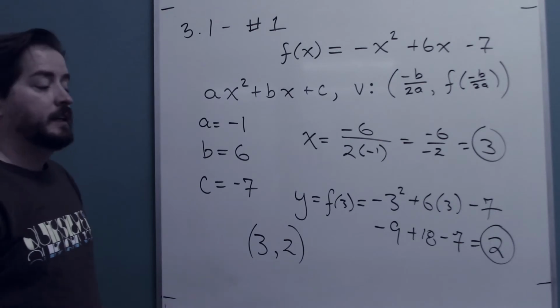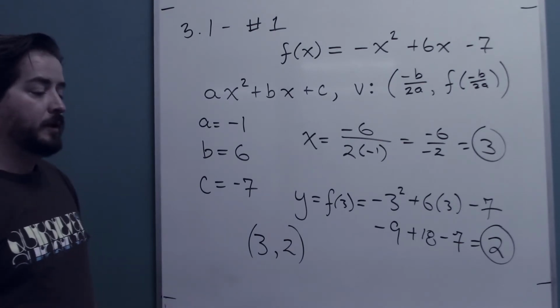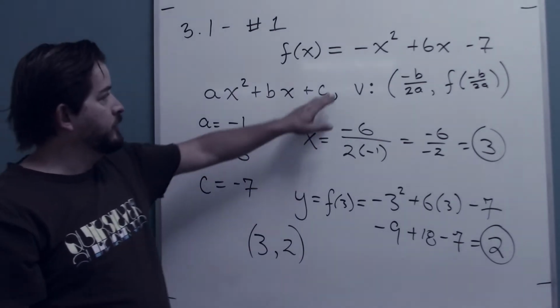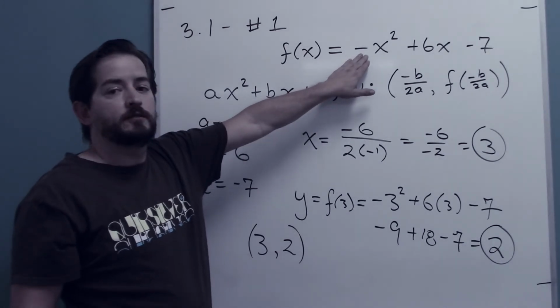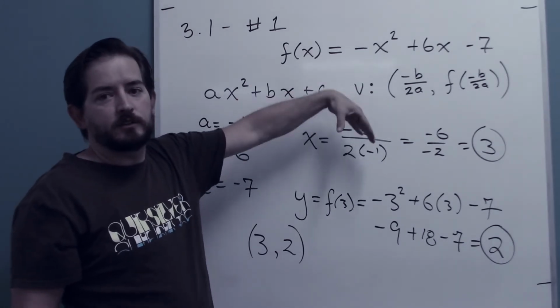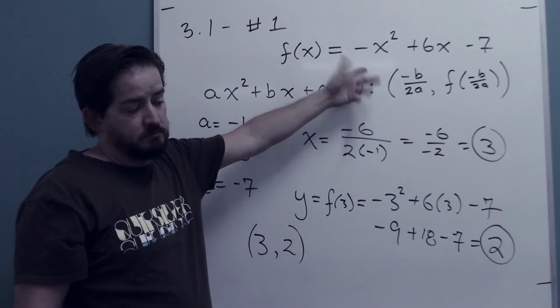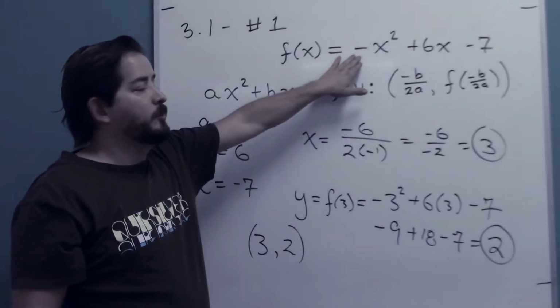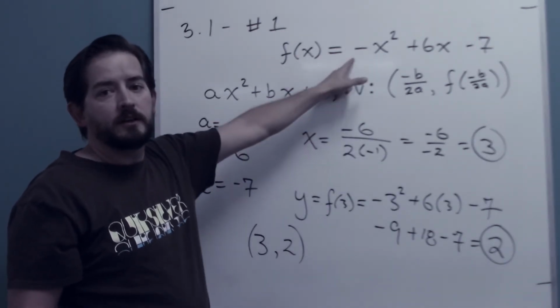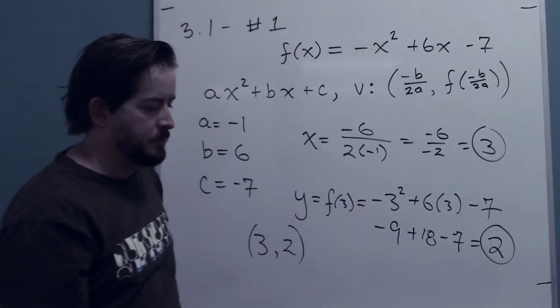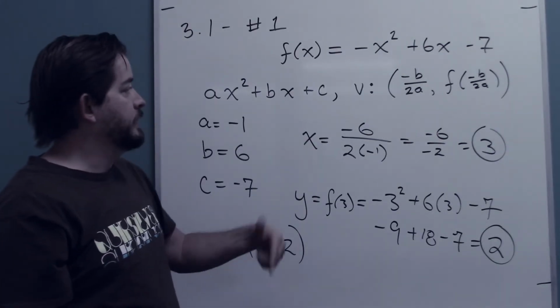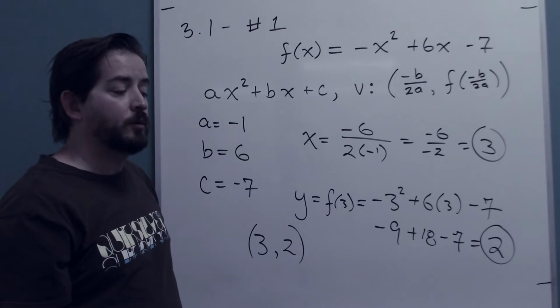The other questions that it asks are, does it open up or down? And the up or down depends on the sign of a. If a is negative, this is opening down. If it were positive, it would open up. But here, negative, down. And therefore, the next question is, is this a maximum or a minimum?